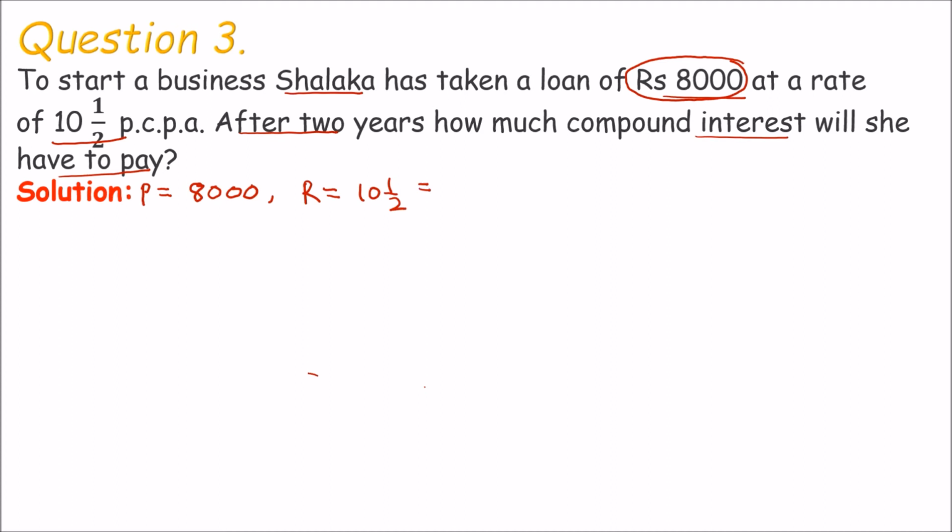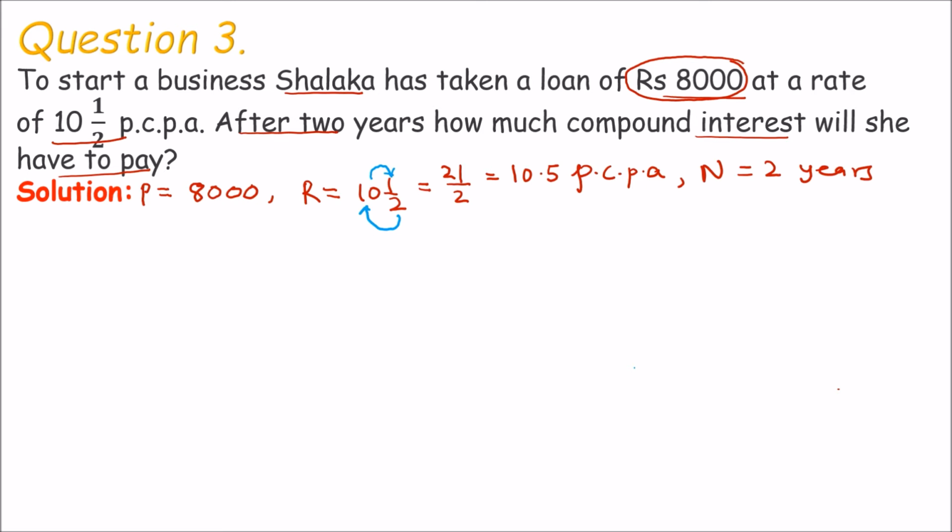Okay, which you can write as 21 upon 2. How 21 upon 2? Let's say over here 2 into 10 is 20, and add the numerator, that is 1. So you'll get 21 upon 2, and 21 upon 2 will be 10.5. So here the rate of interest is 10.5 per annum, and the number of years is given here, 2 years. Okay, now we have to find out the compound interest, and the formula for the compound interest is amount minus principal.